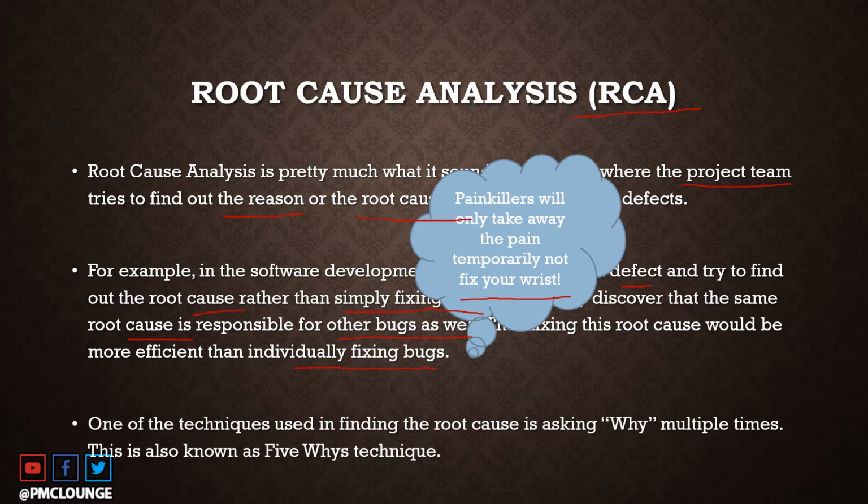One of the techniques that is used in finding out the root cause is asking why multiple times. This is also known as 5 whys technique. So the idea is if you see something's wrong, you ask the question, why is it wrong? Based on the answer you get, you can then ask another why question, which is basically derived from the first answer that you got. So when you do this for 5 times, it is likely that you are going to reach the root cause of the situation.